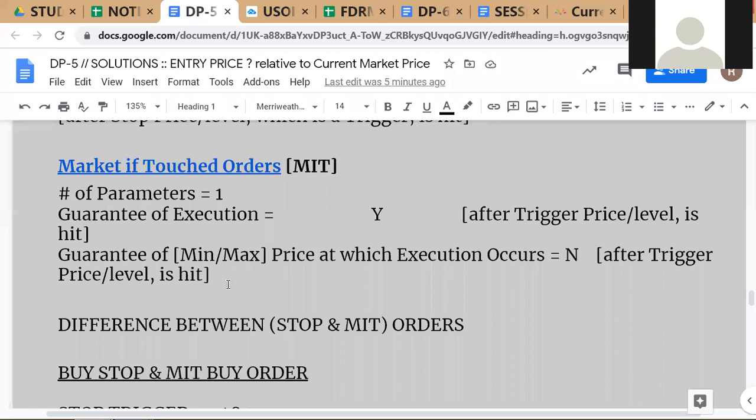Now, one thing you have to understand is the difference between stop orders and MIT orders.